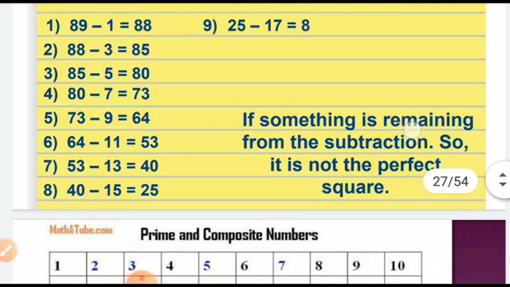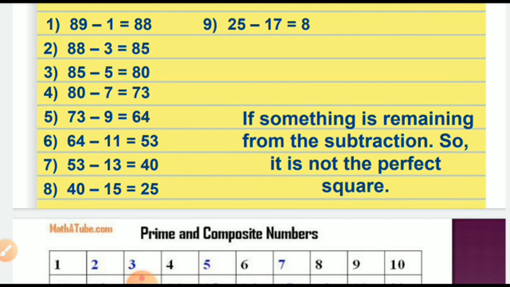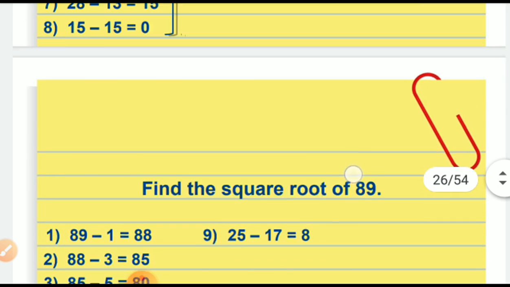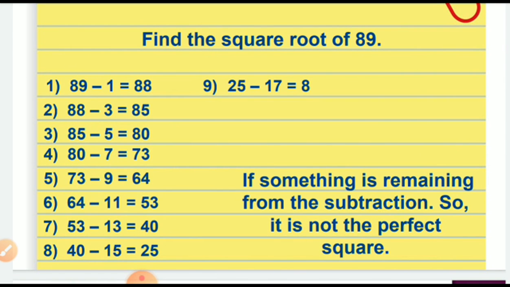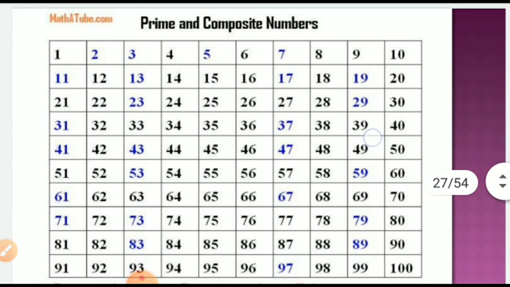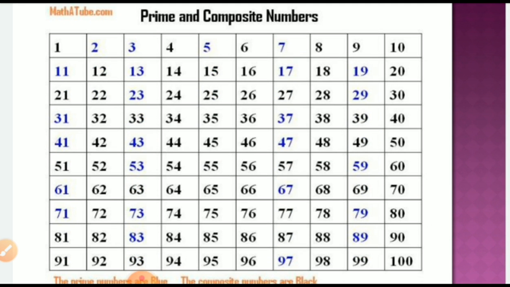Find the square root of 89. Same one we can do it here. Yes. But at last we cannot get a 0. See, in the previous example we got the 0 at last. But here we are not getting the 0. 25 minus 17, that means 8, and 8 minus 19, not possible. Correct.